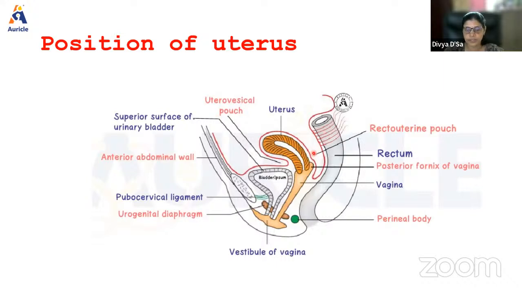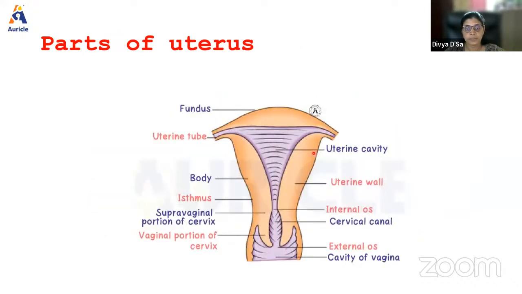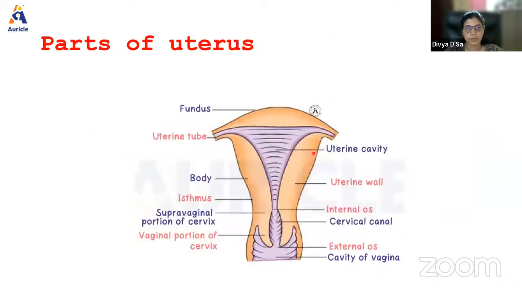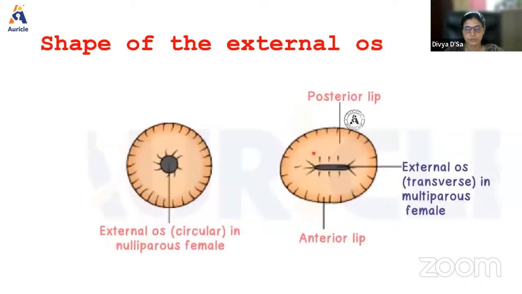It is a very important pouch because it is the most dependent part in the female pelvis. I already told you the parts of the uterus. Now the shape of the external os: it will be more circular in a nulliparous female, but once they give birth, it becomes transverse.